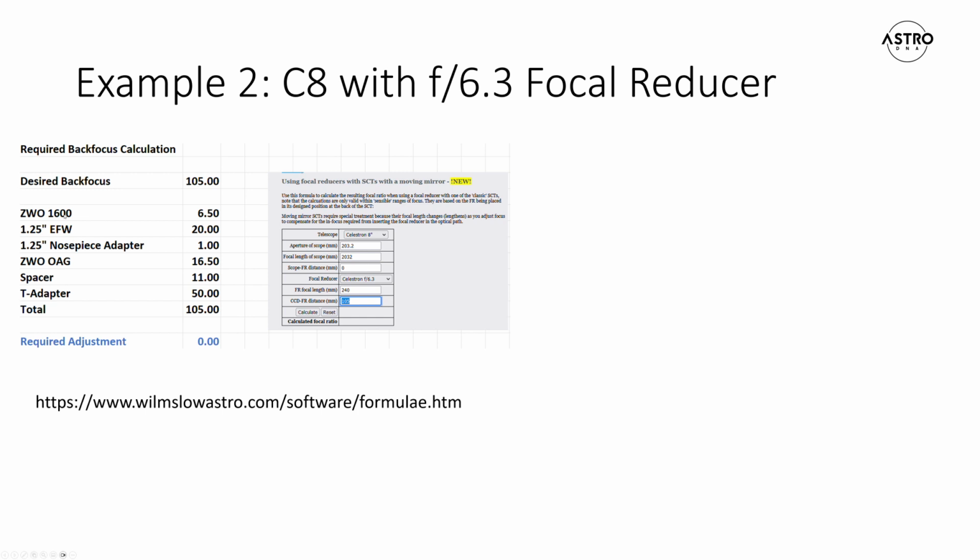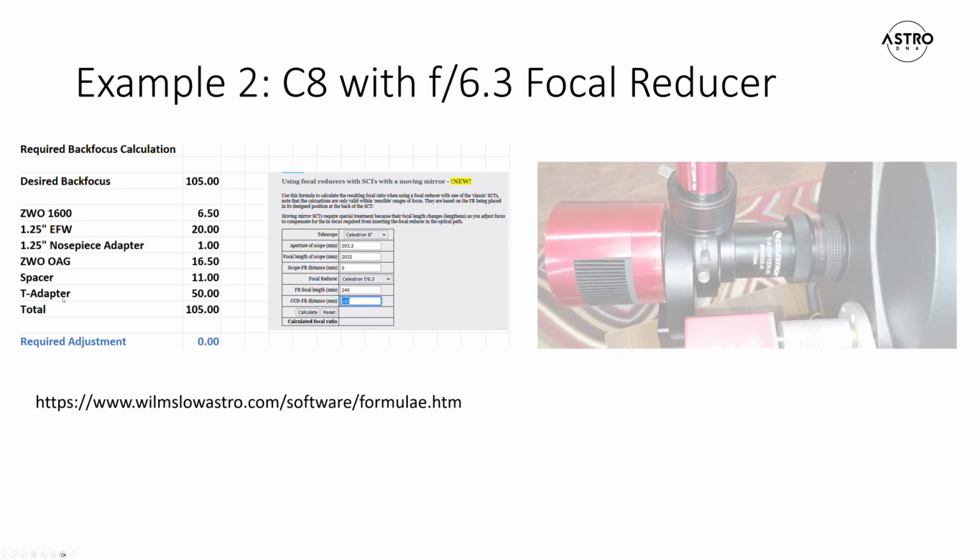And in this case, I also use an ASI 1600, 6.5. I have a filter wheel, 20. I have a nose piece adapter, which I'll show in a moment, that takes up about 1 millimeter. And then I have an off-axis guider, which is 16.5. I've introduced a spacer, which is 11 millimeters, and then I have their T adapter, which is 50, with which I achieve my 105 back focus.